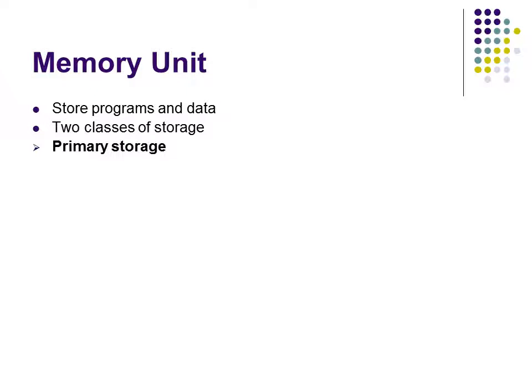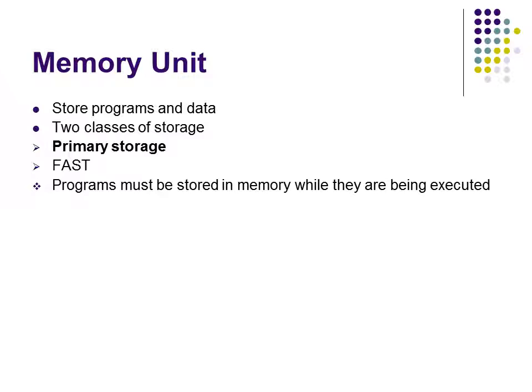And now we discuss the memory unit. The memory unit is used to store programs and data. To store our programs and data, we have 2 classes of storage. The first one is primary storage, and primary storage is a fast memory. It operates at electronic speed, and programs must be stored in memory while they are being executed.